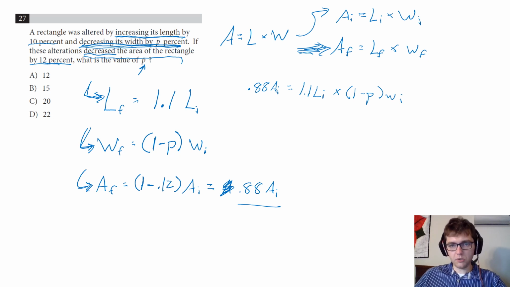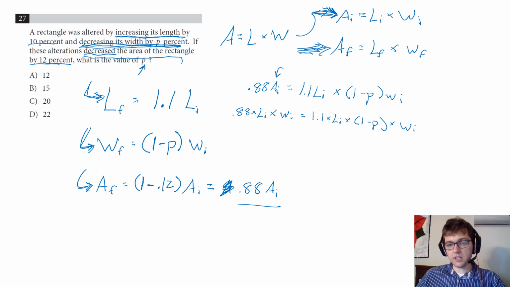Now, let's use this equation that we know about the initial area to substitute in for this area initial here. So we'll do 0.88 times length initial times width initial is equal to 1.1 times length initial times 1 minus p times width initial.